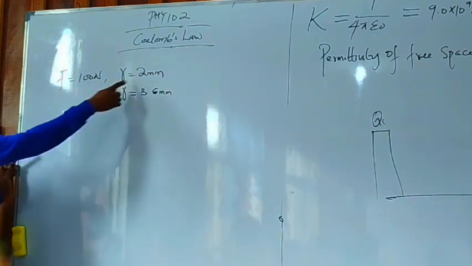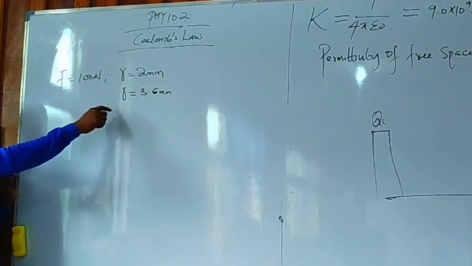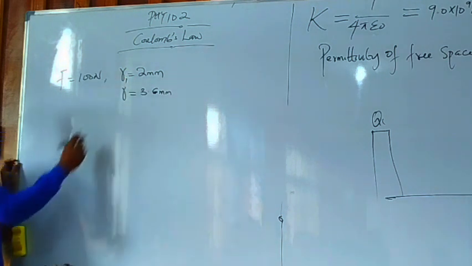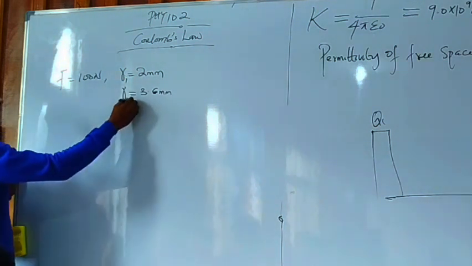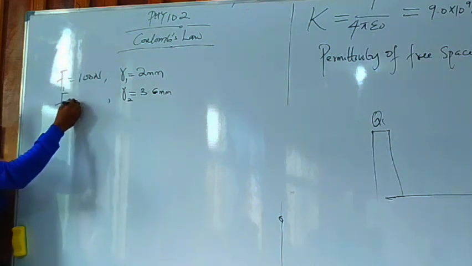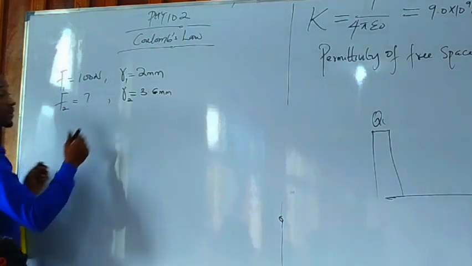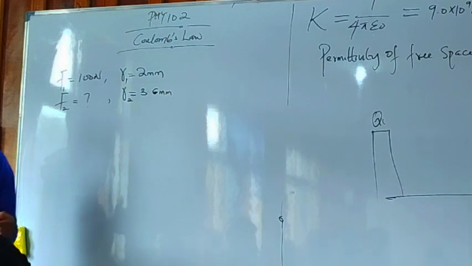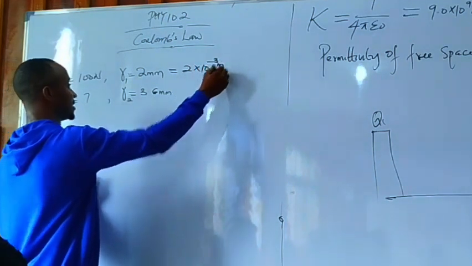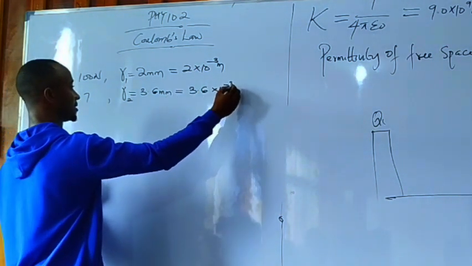We are told that this distance gives a force of 100 Newton, right? Then also, what is the force when the distance is increased to 3.6 millimeter? So this is our first distance, this is our second distance. Then I'm looking for our F2. Milli means 10 raised to power minus 3. So this is the same as 2 times 10 to the power minus 3 meter. What about this? 3.6 times 10 to the power minus 3 meter.